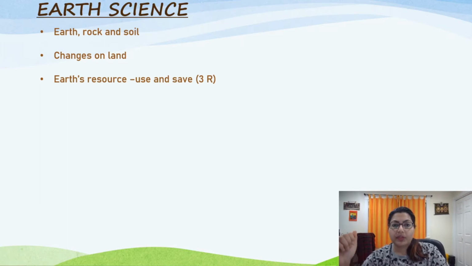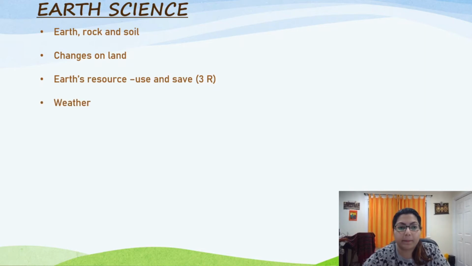Earth resources, use and save. This is about what the resources of the earth are, natural resources, what they can be used for, and how we can save them. And 3R stands for reduce, reuse, and recycle. These are the three concepts we will be discussing.